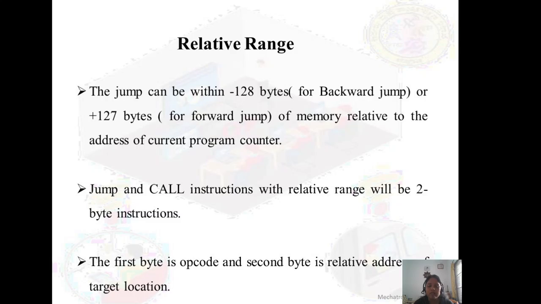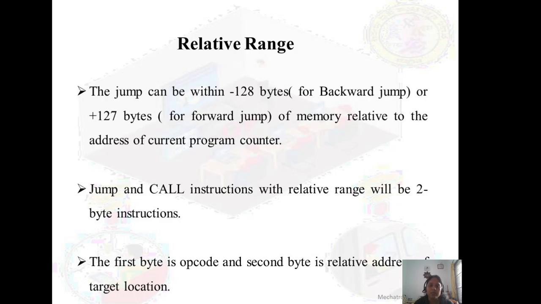Next, relative range. Relative range means what? The jump can be within minus 128 bytes or plus 128 bytes. The relative range will be in that range. If it is 0 to minus 128, then you call it a backward jump. If the jump is from 0 to 127 bytes, then we call it a forward jump.